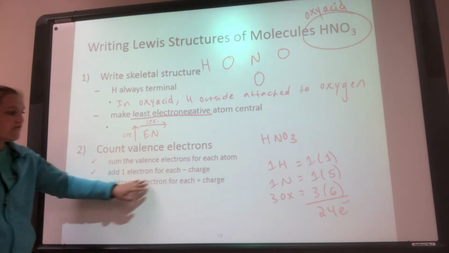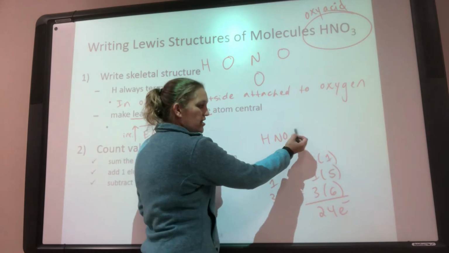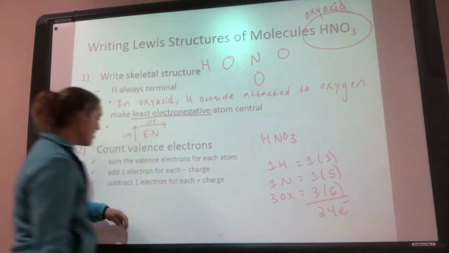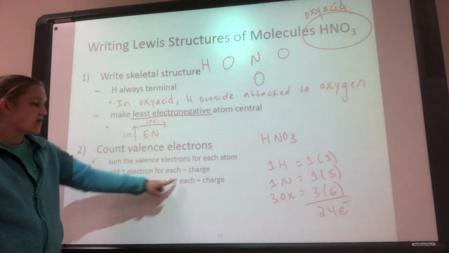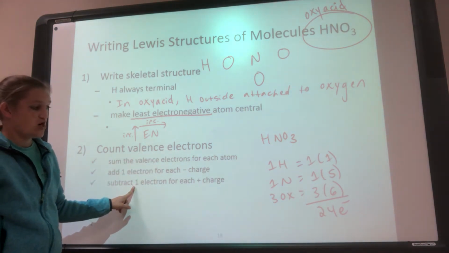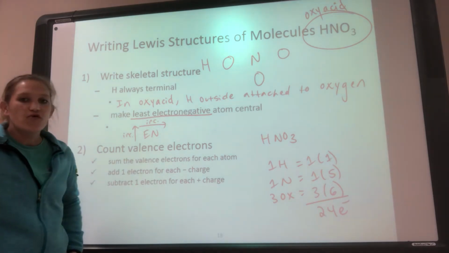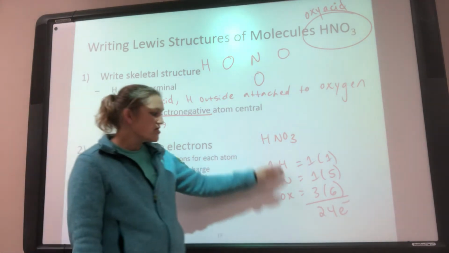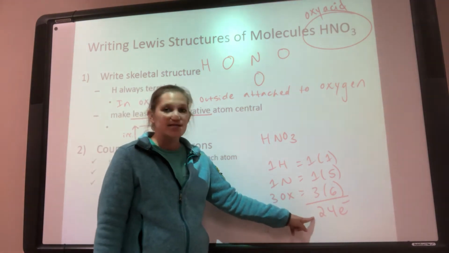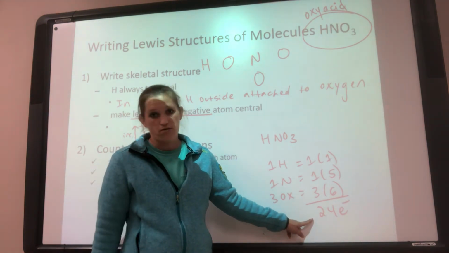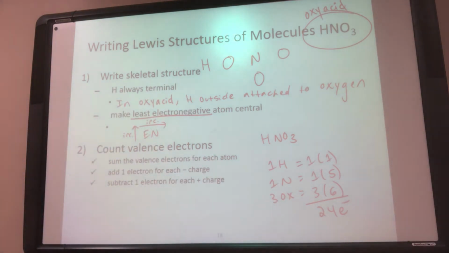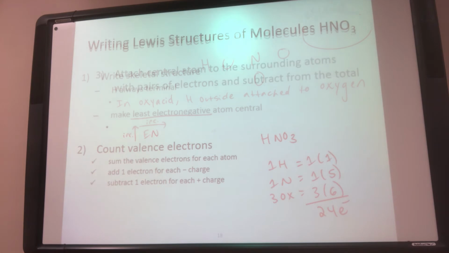Now, this is about if there was a charge. Say there was a negative or a positive charge right here. It's neutral, so I don't have to worry about it. If there was a negative charge, I would add 1 electron for every negative charge. If it was a positive charge, I would subtract an electron for every charge. Here's a helpful hint: your numbers are going to be even. Odd electron species do exist, but they're very rare, and we won't have you draw those. So you want to get an even number, and that's how you know you're doing it correctly. All right, next step.